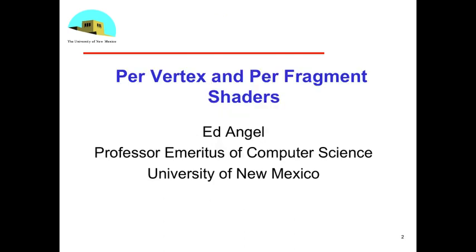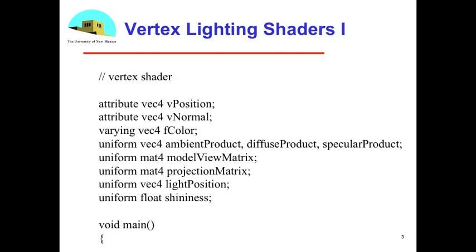So let's start off with the per vertex shader, where we send over the normals, we do the calculation at each vertex, and then we let the rasterizer pass that information over to the fragment shader, where those are nicely, smoothly interpolated between the vertex shades. So here's our little vertex shader, and the fragment shader in this case will turn out to be very simple.